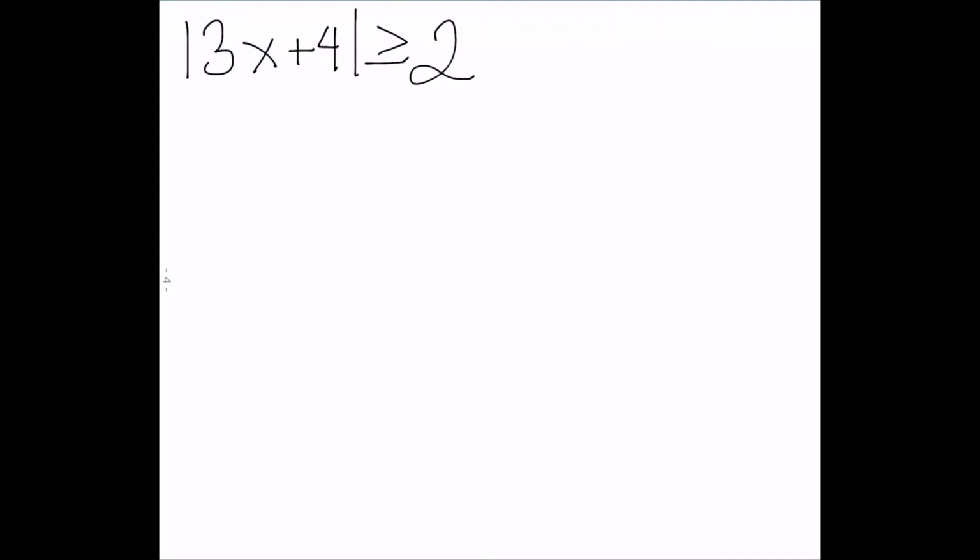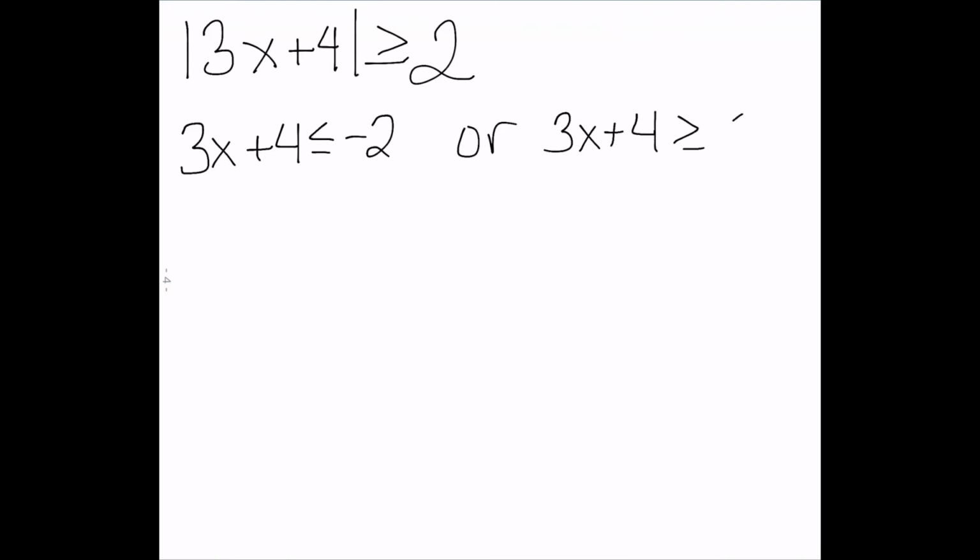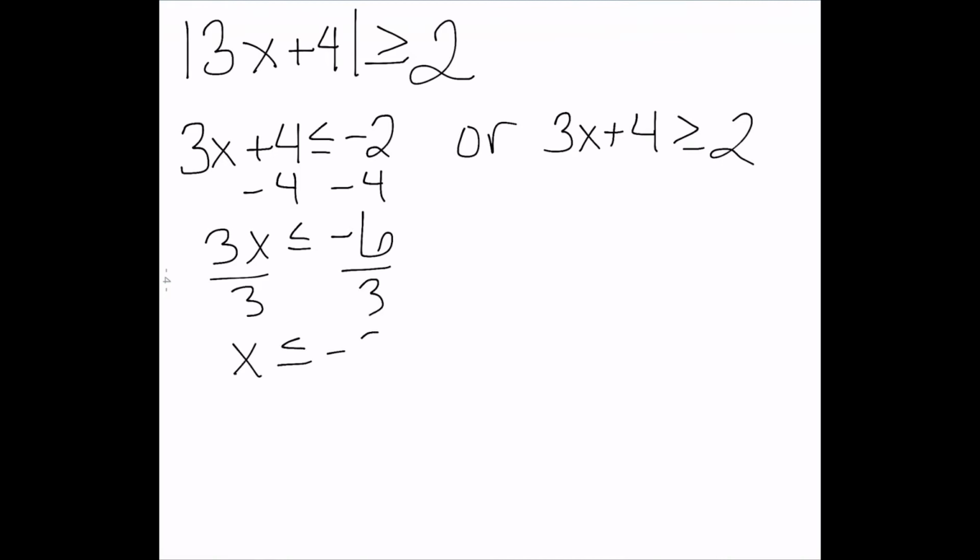My next one, absolute value of 3x plus 4 greater than or equal to 2. This is our greater than or equal to case. So the rule says we have 3x plus 4 less than or equal to negative 2, or 3x plus 4 greater than or equal to 2. For the left-hand side, I'm going to subtract 4 from both sides. That gives me 3x is less than or equal to minus 6. Divide by 3 to get x less than or equal to minus 2.